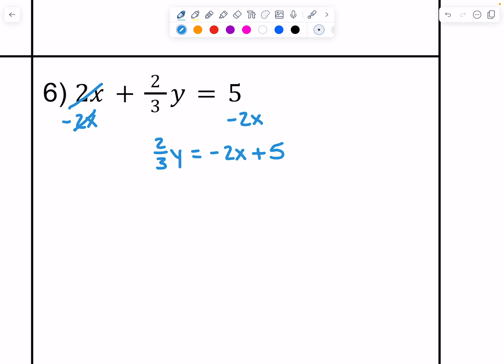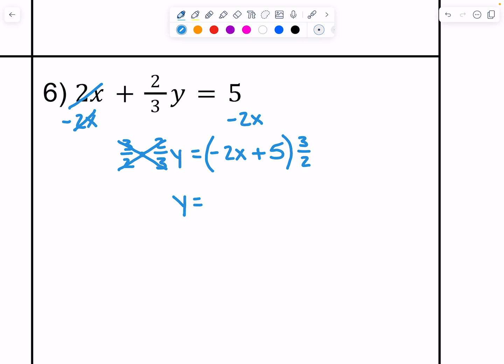But now we need to get rid of a fraction in front of the y. So the easiest way to do that is to multiply both sides by the reciprocal. So I'm going to multiply by 3 over 2, because that's the reciprocal of 2/3. And then I'm going to multiply this entire right side by 3 over 2. So on the left, the 3 and the 2 will cancel out because they multiply to give us 1.